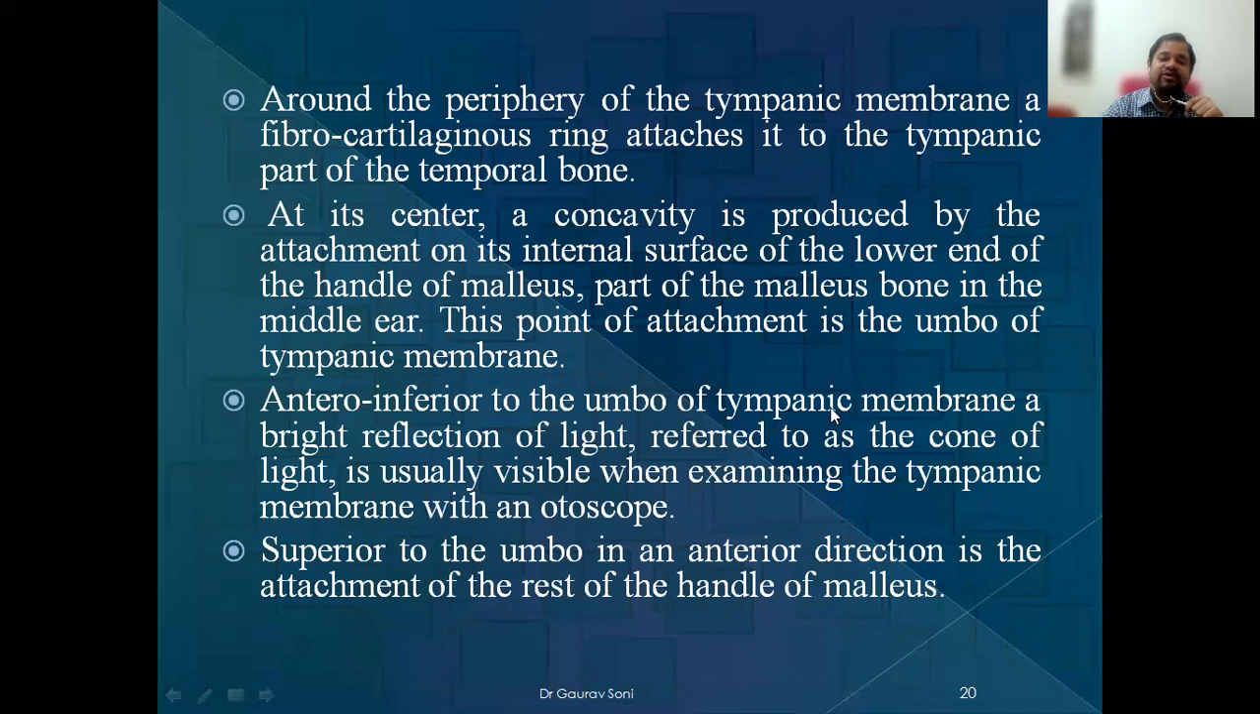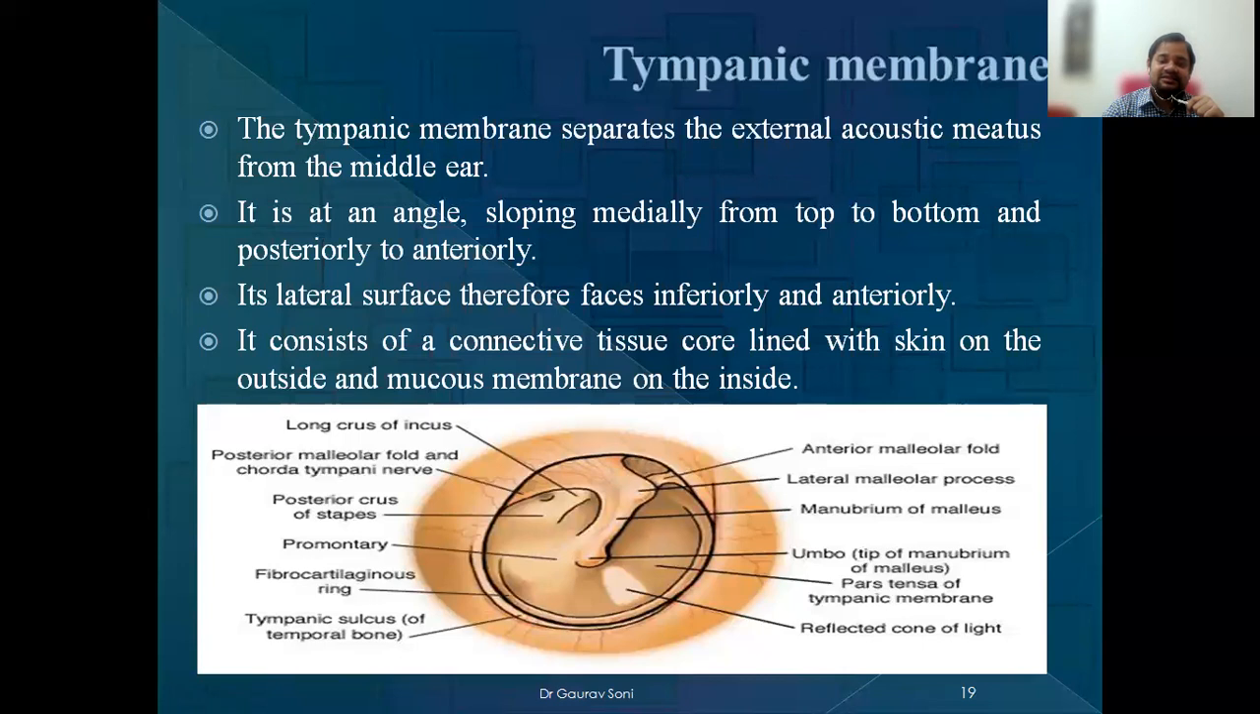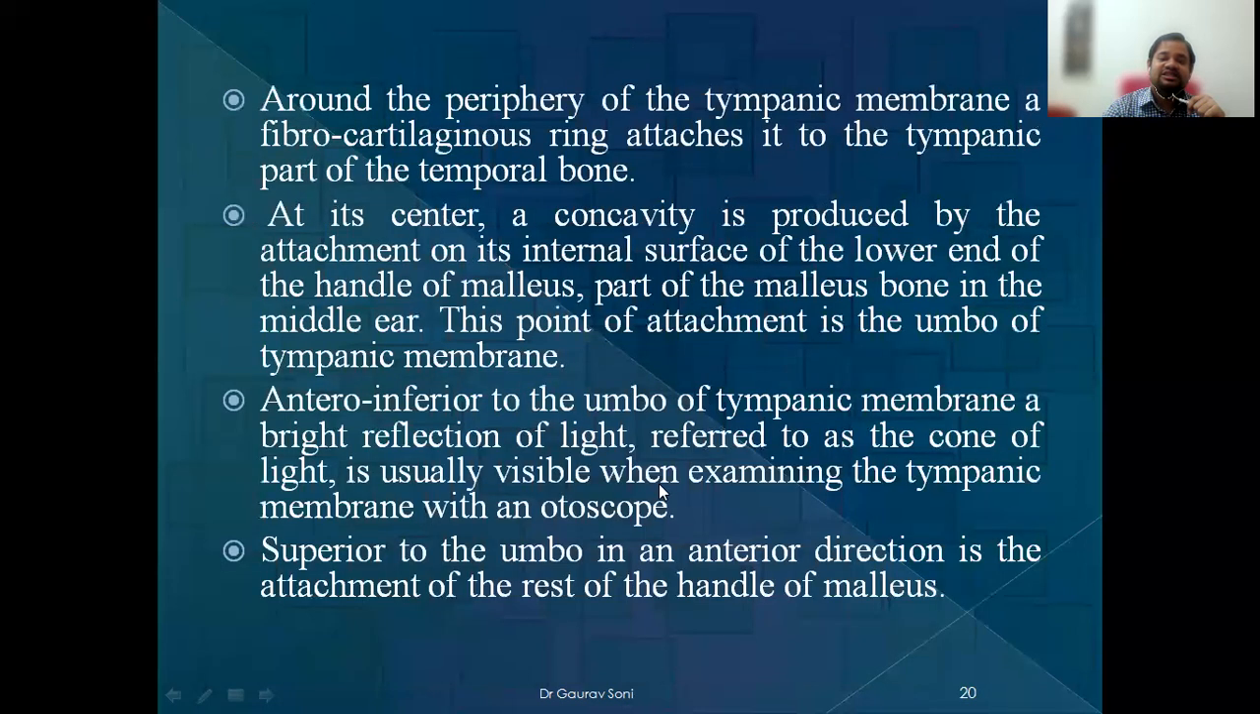Antero-inferior to the umbo of the tympanic membrane, a bright reflection of light is there, referred to as the cone of light, which is usually visible when examining the tympanic membrane with the otoscope. Otoscope is the instrument to check the ear canal or tympanic membrane. So when you see the tympanic membrane through an otoscope, you get a cone of light like this. This right part is the cone of light, or reflected cone of light, which can be seen just below the umbo.